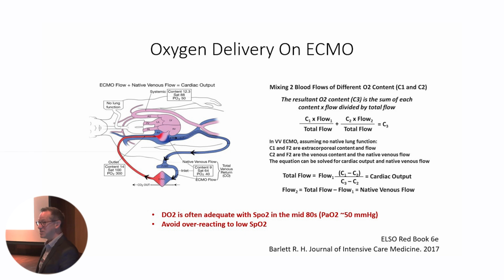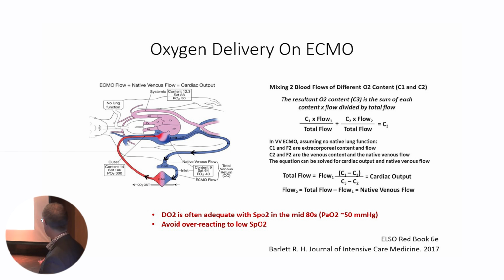So on ECMO, this becomes even more complicated. On VV ECMO, you have to account for this mixing of streams, right? Most of the ways that we usually gauge cardiac output are unknown in VV ECMO for reasons that I won't go into right now. But you have to account for this mixing of streams. So you have the native venous flow coming back to the heart that has very low oxygen because the lungs are failing. And then you have this really oxygenated flow coming from the ECMO circuit. And these are mixing here in the right atrium. And so the overall oxygen content of the blood that's circulating is the mix of those two streams.